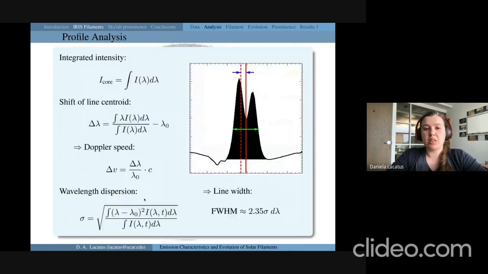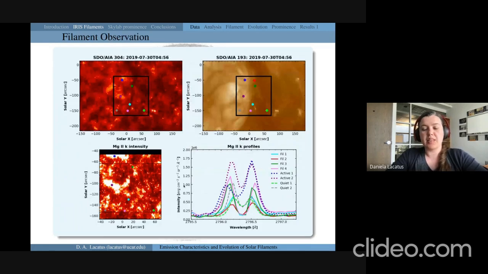Another data set is very similar. I'm showing the same thing: AIA at the top, magnesium integrated intensity on the lower left, and some sample profiles. Again, we have a very deep absorption in pixels overlying the filament, high peak separation when compared to the more quiet sun, and in active pixels, we have very high intensities and very asymmetric profiles.